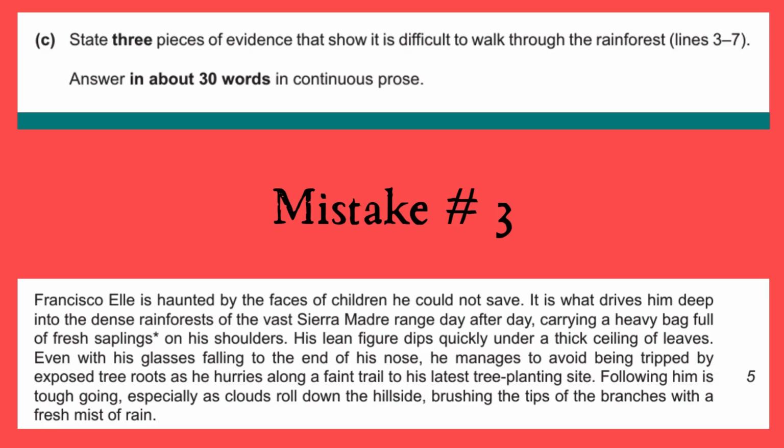So, how can you fix this mistake? Get straight to the point. The question asks for three pieces of evidence that show it is difficult to walk through the rainforest. So, just give the evidence from the text that makes it difficult to walk. For example, line number three, the lean figure dips quickly under the thick ceiling of leaves, and the second, avoid being tripped by. So this is the evidence, right? There is no need for an intro like according to the passage, the reasons are. When you say the first word, the examiner will start counting your words.